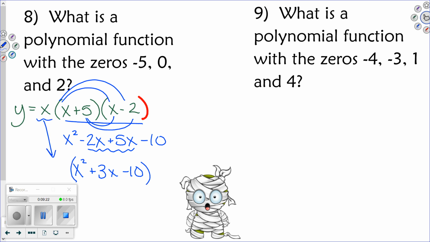And then don't forget to drop down that baby brother. Don't lose your baby brother again. And then we distribute him. So we'll end up with x cubed plus 3x squared minus 10x.